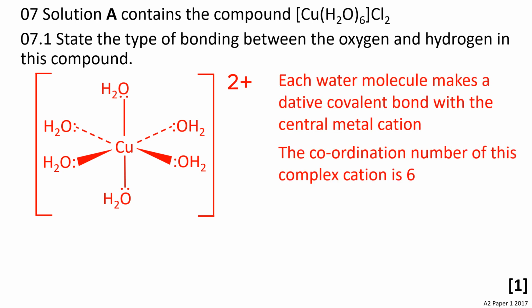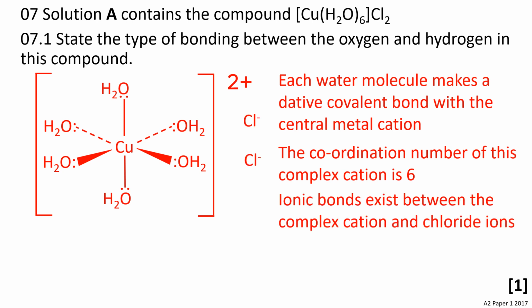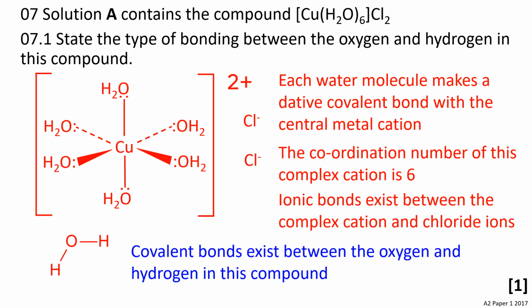Ionic bonds exist between the complex cation and chloride ions. Each water ligand is just an ordinary molecule of water. Covalent bonds exist between the oxygen and hydrogen atoms in this compound.